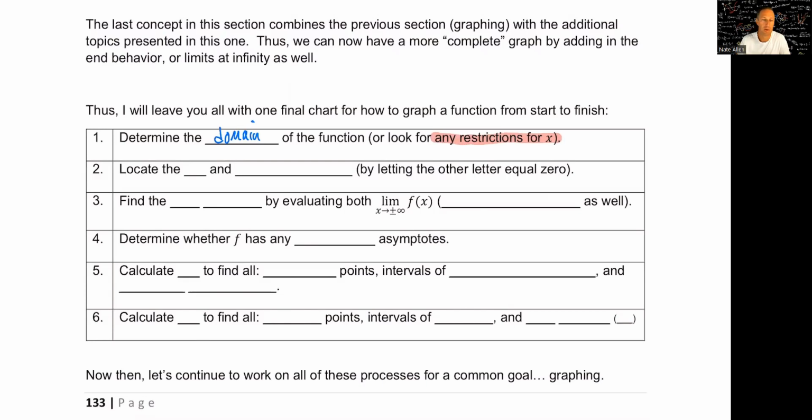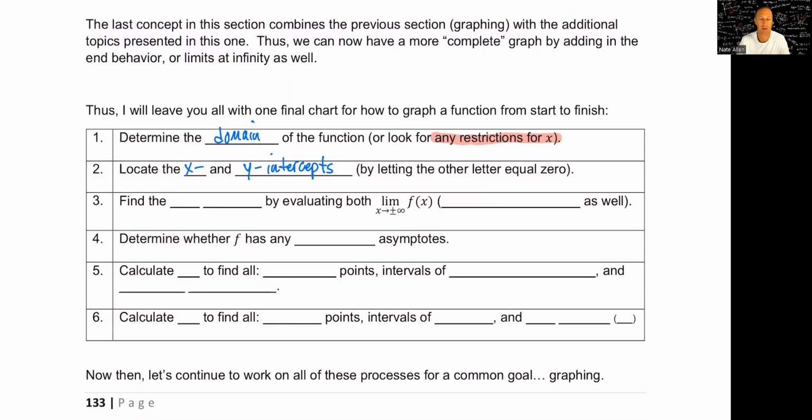Next, step 2, locate some key points. Not just the critical points or points of inflection, but let's go back to algebra and do things that we've done in the past and locate the places where it crosses through our x and y axis. We call them the intercepts. All you got to do that is let the other letter equal 0. So if you want to find your x, let y be 0. If you want to find your y, let x be 0. And those are typically pretty quick and easy to do, so that's why we find those.